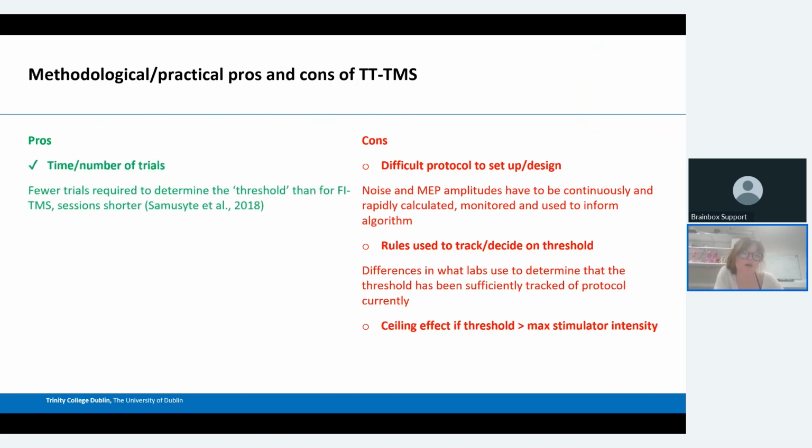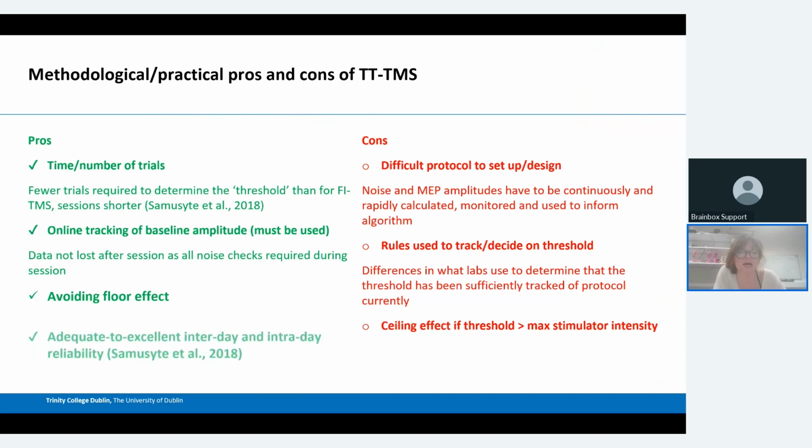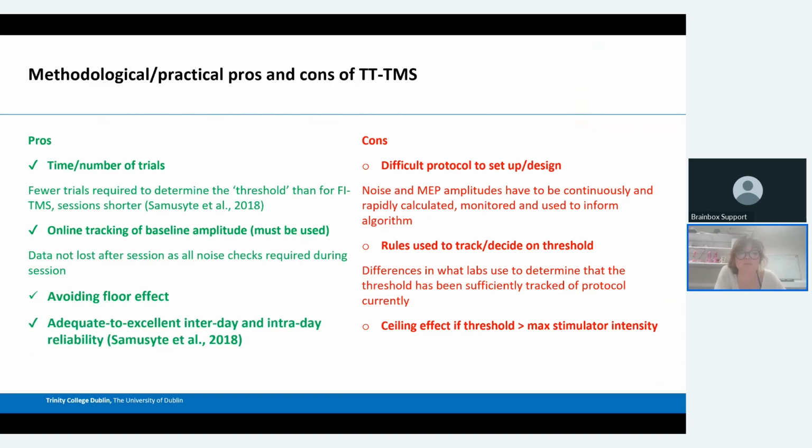The advantages are it's a lot quicker. You need to use fewer trials to get sufficient confidence to determine your estimates of the threshold. Because you're using this online tracking, there's no risk of losing data after the session because it's too noisy, because you have to use it because of the nature of the protocol. There's no floor effects, so that's the massive one. It's been shown that it has much superior intersession and intraday reliability, which I alluded to earlier being a limitation of the other method.